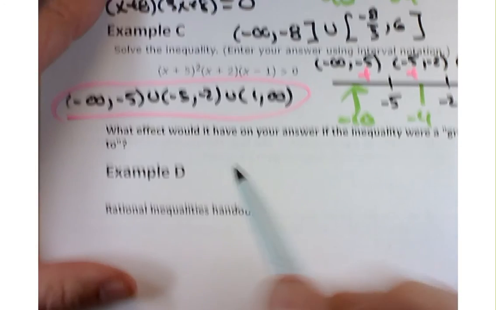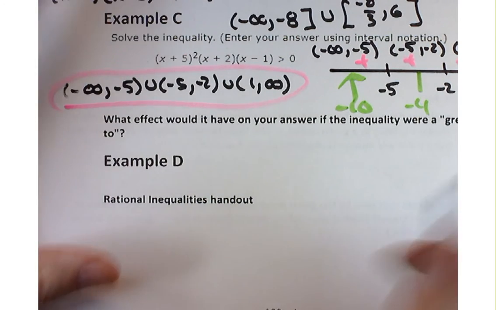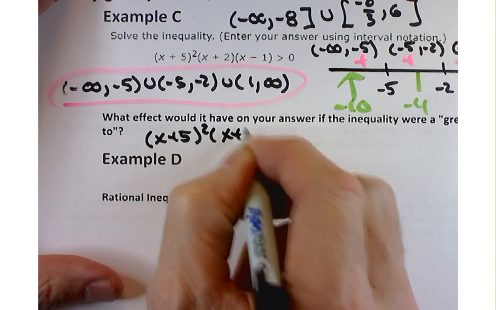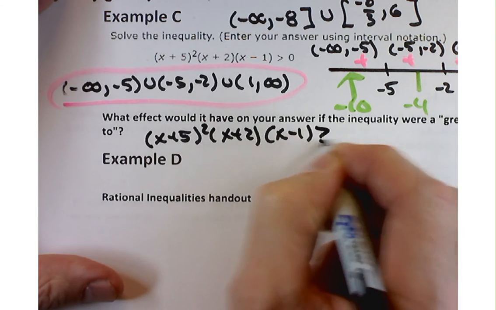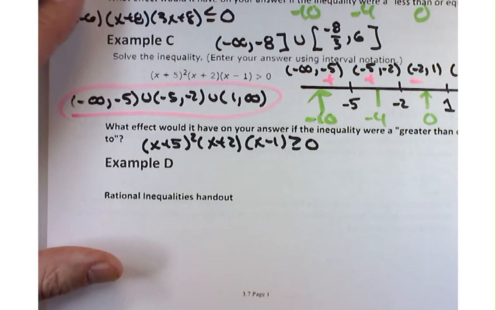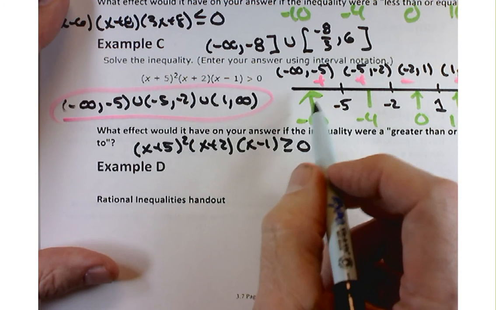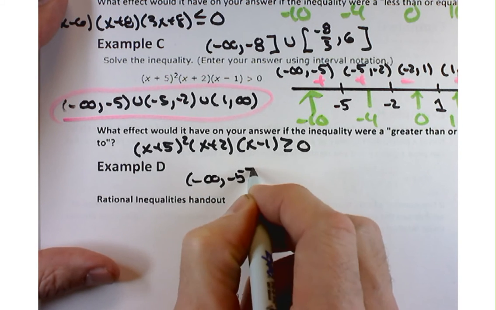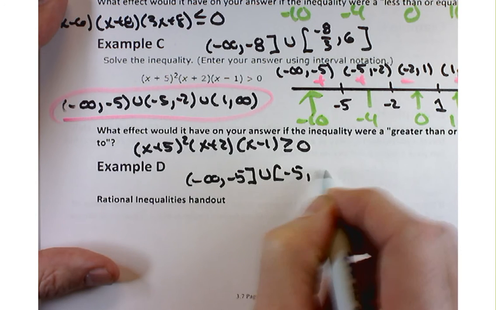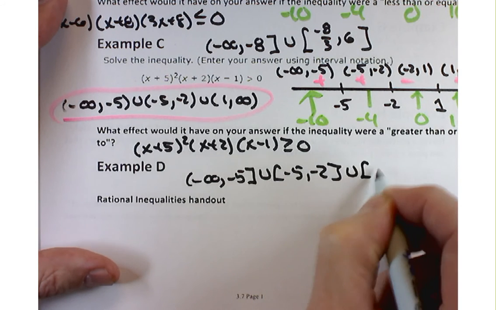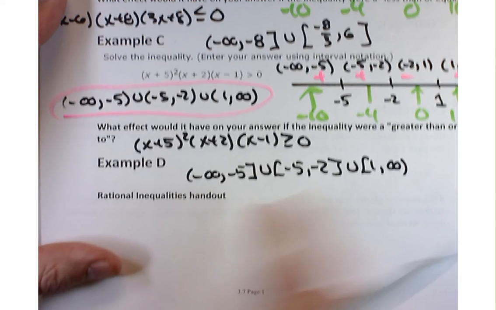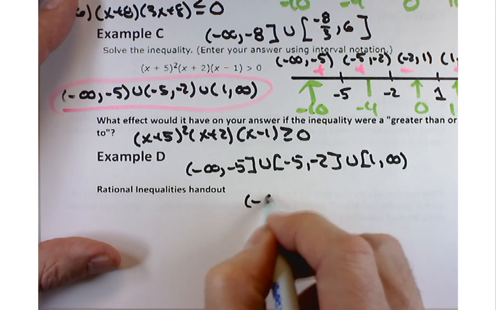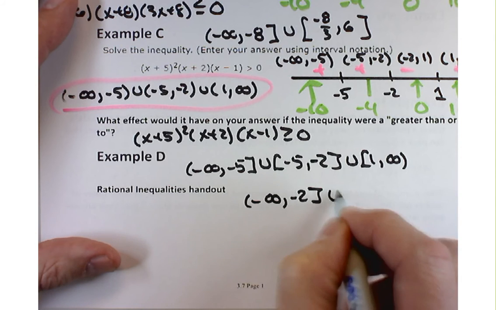It says, what effect would it have on your answer if the inequality were greater than or equal to? So if I had (x plus 5) squared times (x plus 2) times (x minus 1) is greater than or equal to 0. Now let's think about what happens. Now I go negative infinity to negative 5, but I put a bracket, and then negative 5 to negative 2, bracket. And then I start looking at this and going, you know what? I could have written this a little bit better. What would that be? Negative infinity to negative 2, a bracket.